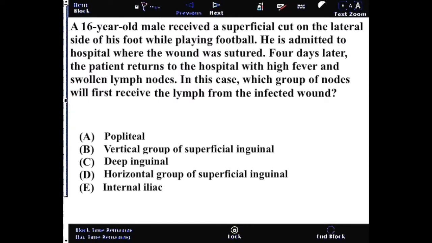Here's a question that we can work through. A 16-year-old male received a superficial cut on the lateral side of his foot while playing football. He is admitted to hospital where the wound was sutured. 4 days later, the patient returns to the hospital with high fever and swollen lymph. Which group of nodes will first receive the lymph from the infected wound?